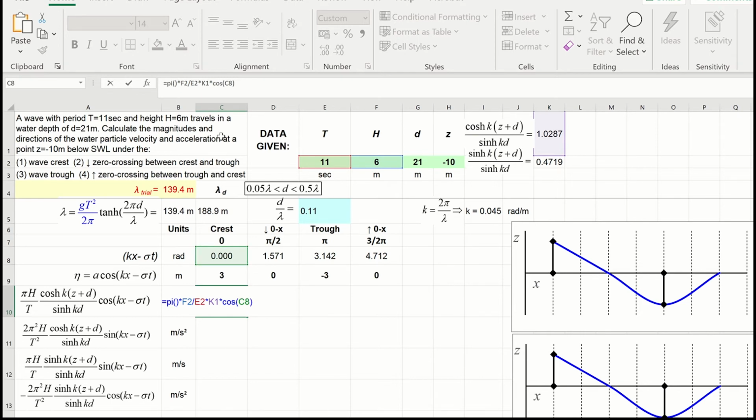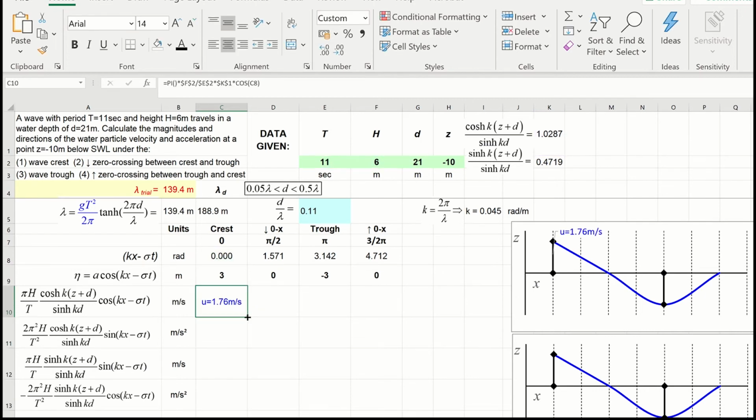Before I press enter, I would like to fix all the values which I would need to fix if I want to drag the formula to the right. And this would be my wave period, press F4, would be my wave height, and wave period, press F4, and also my ratio of hyperbolic cosine divided by hyperbolic sine, press F4. And now I can drag the formula to the right.